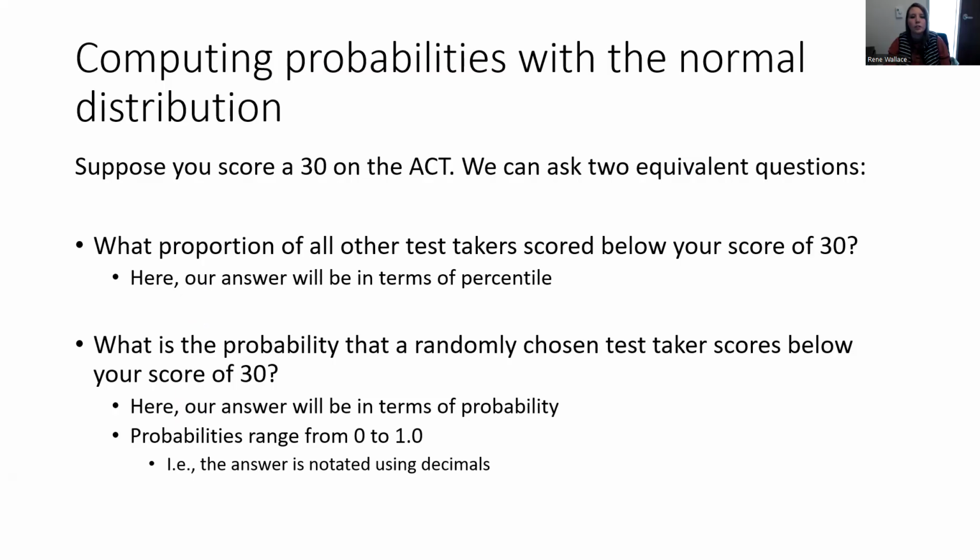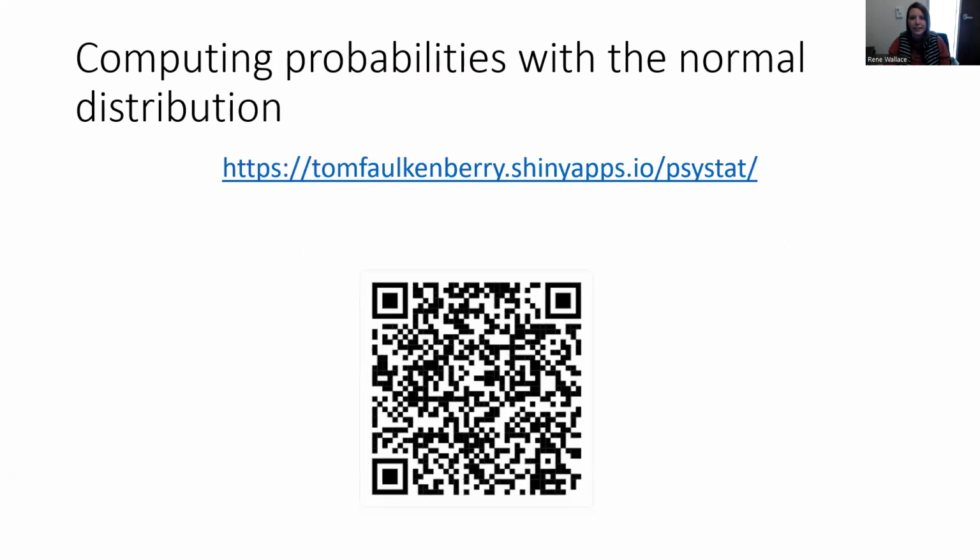So probabilities always range from 0 to 1.0. So the answer has to be noted using a decimal, right? Or a percentage. But our answer will be in decimal form. So an easy way to do this is to go to this website. Dr. Tom Falkenberry, the guy who wrote our textbook, who works here at Tarleton, who taught this class forever very well, created an app. So you can type this in on your computer, or you can pull out your smartphone and just scan them right here. So what we're going to do is go to this.